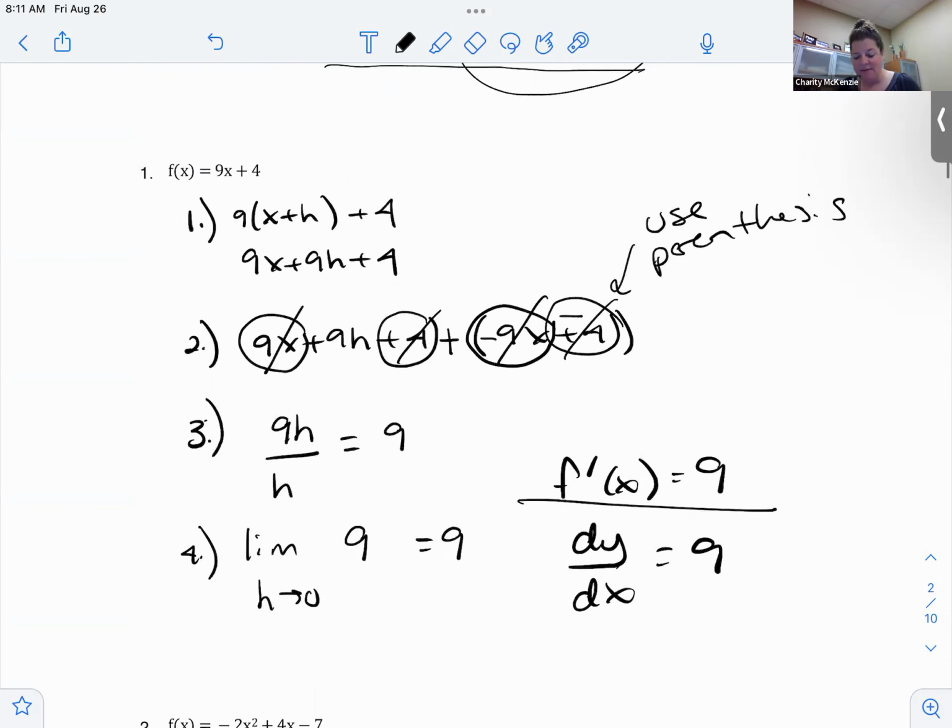Now look up at this function right here. What's the slope of that line? 9. What's the derivative help us find? The slope. So when I have a line, the slope is the same over the whole thing. If I have a parabola or a funky shape, the slope is changing. So with a line, you're just going to get the slope. With any other function, you're going to get a formula.